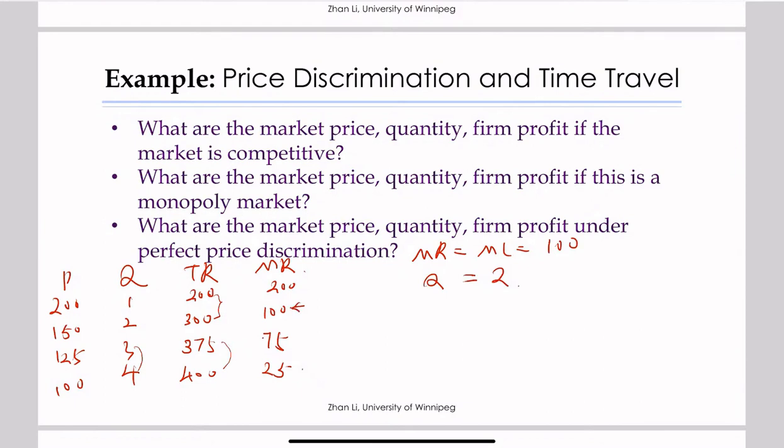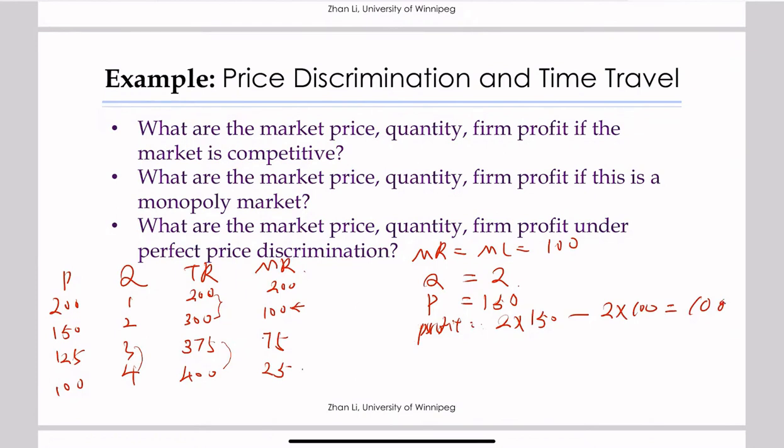This number. And what is the price? Well, if quantity is 2, price should be 150. What is the profit? So the profit is basically revenue minus the cost. So it's 100, I guess. Yes, it's 100.